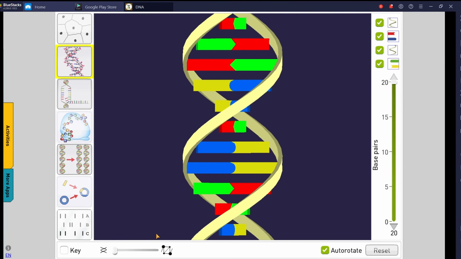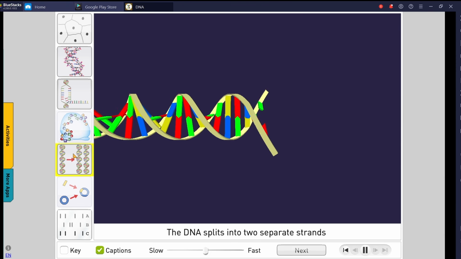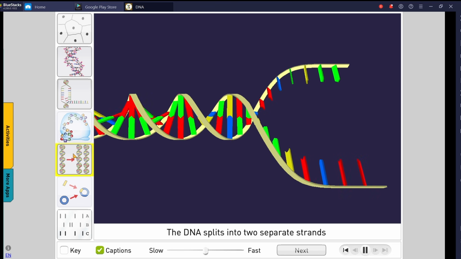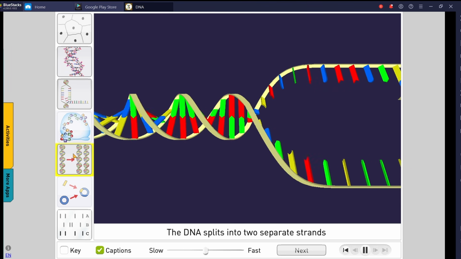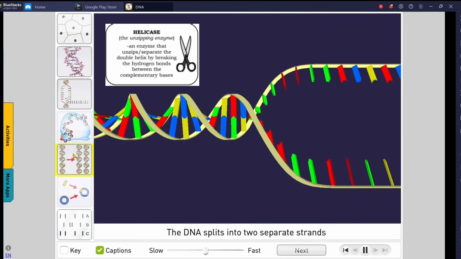Again, for DNA replication, you start with a parent strand and you come up with 2 daughter strands which are identical to each other. Makikita natin that DNA splits into 2 separate strands. What causes the split? It is the enzyme helicase. The helicase is the unzipping enzyme.